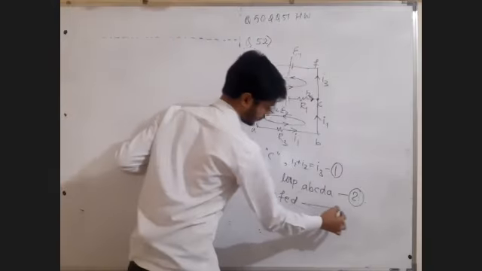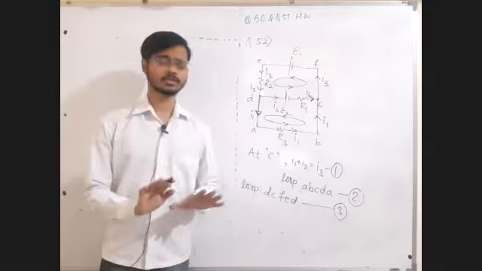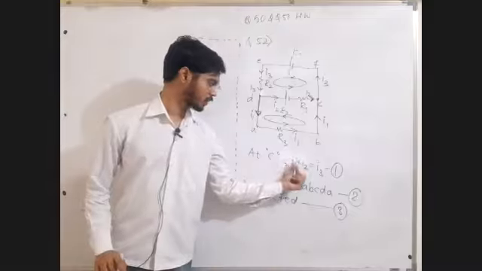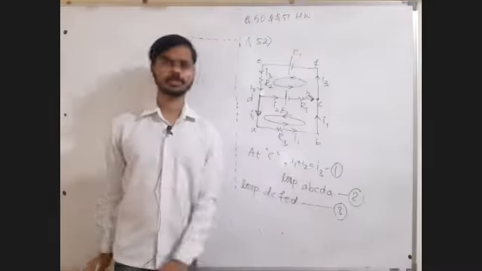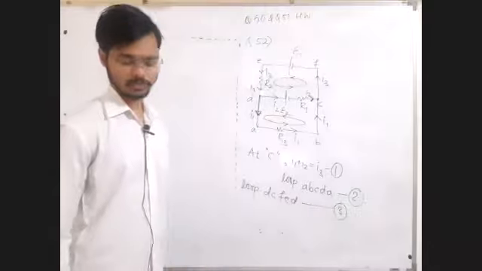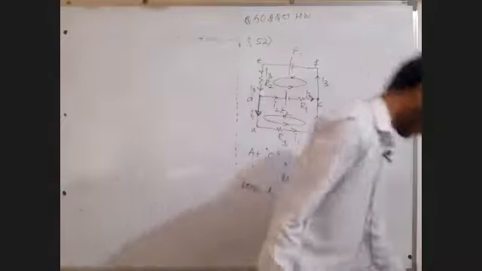This loop will give me third equation. Will you be able to solve this question? Solve means just find out I1, I2 and I3. Three equations, 1, 2 and 3. Three equations, three unknown. Will you be able to solve this question? Everyone?